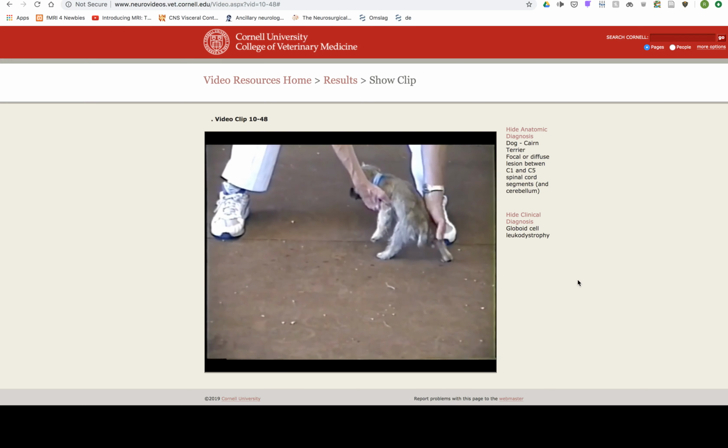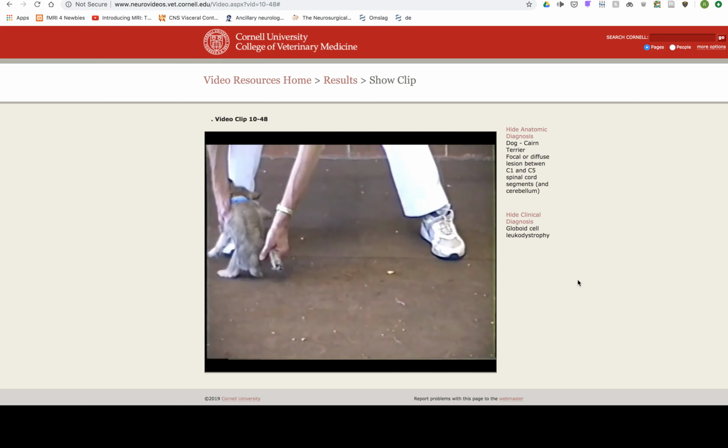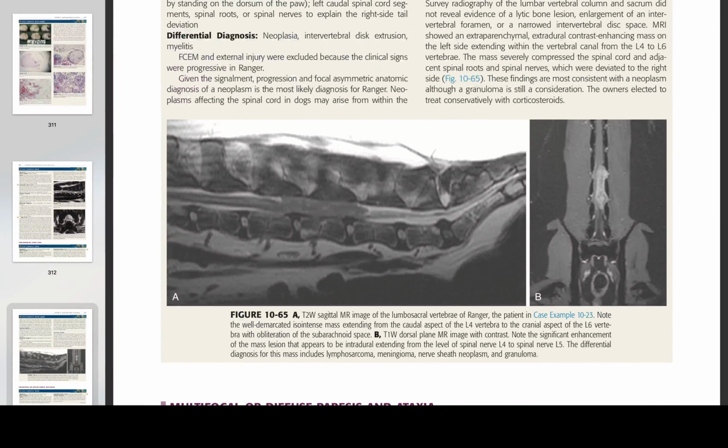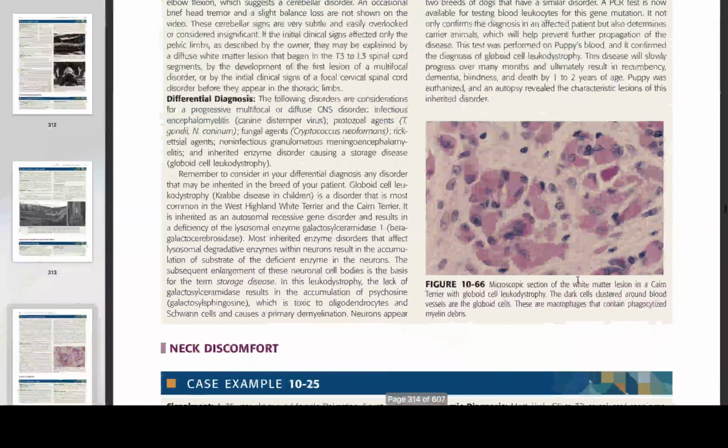L3 spinal cord disorder, as in Puppy, and progress to cervical spinal cord and cerebellar clinical signs, or the first clinical signs may reflect cerebellar dysfunction that then progresses to clinical signs of spinal cord involvement. Following the discovery of the gene mutation in children with Krabbe disease, the same gene mutation was found in these 2 breeds of dogs that have a similar disorder.